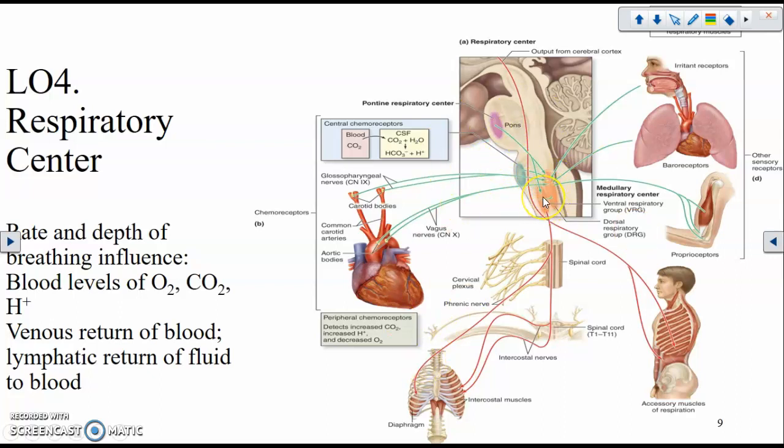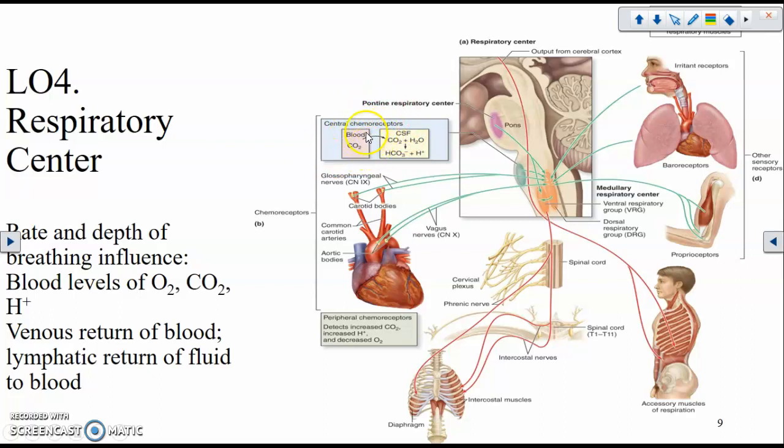Now, during perturbations or homeostatic imbalances, the biggest driver of the respiratory rate is an increase in blood carbon dioxide levels. Carbon dioxide levels are monitored in two main places: the central chemoreceptors, present in the medulla itself, and the peripheral chemoreceptors, present in your carotid arteries and in your aorta. Their purpose is to detect carbon dioxide levels.